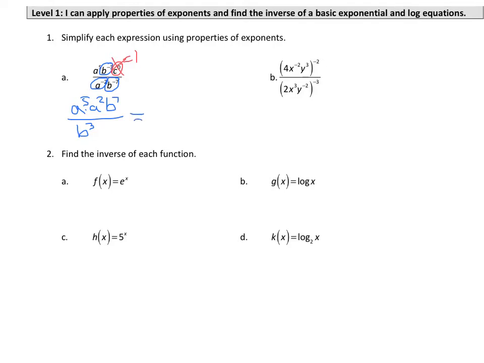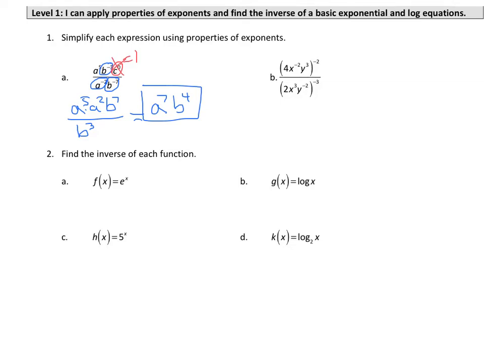Then on the top, a to the 5th times a squared, add the exponents, you get a to the 7th. And then b to the 7th over b to the 3rd, you're going to subtract the exponents, and you get b to the 4th, which remains on the top. And we have nothing left in the bottom, so we can erase this fraction line. And that's our final answer.